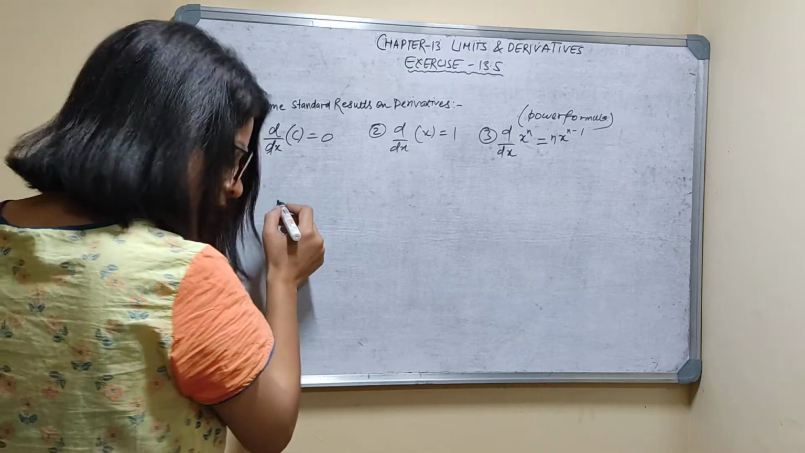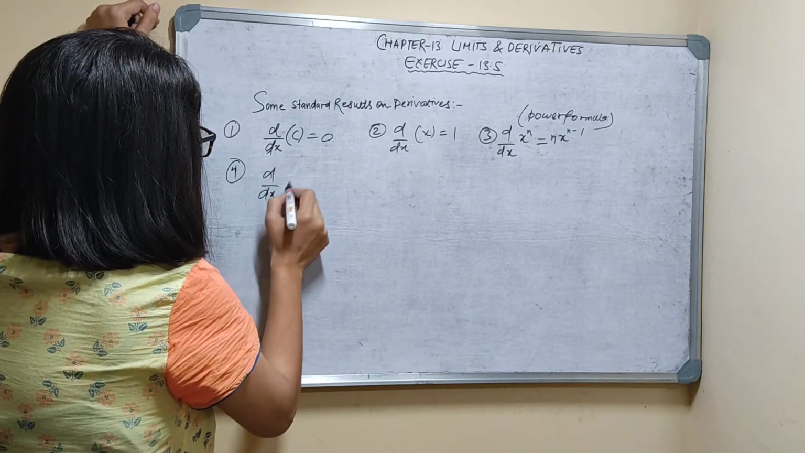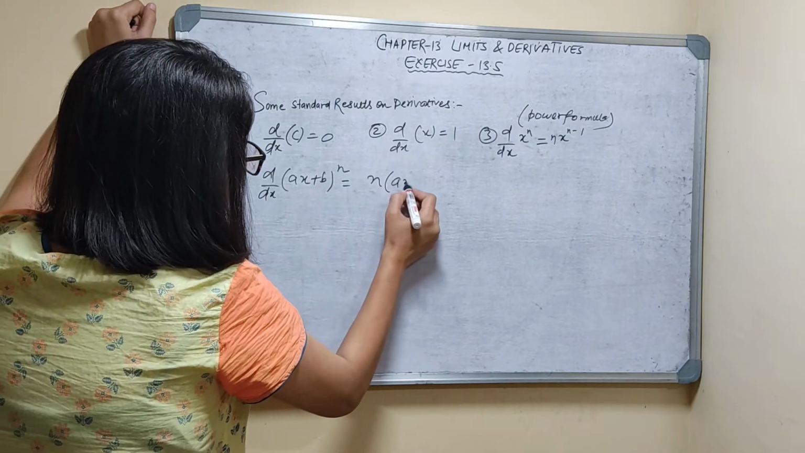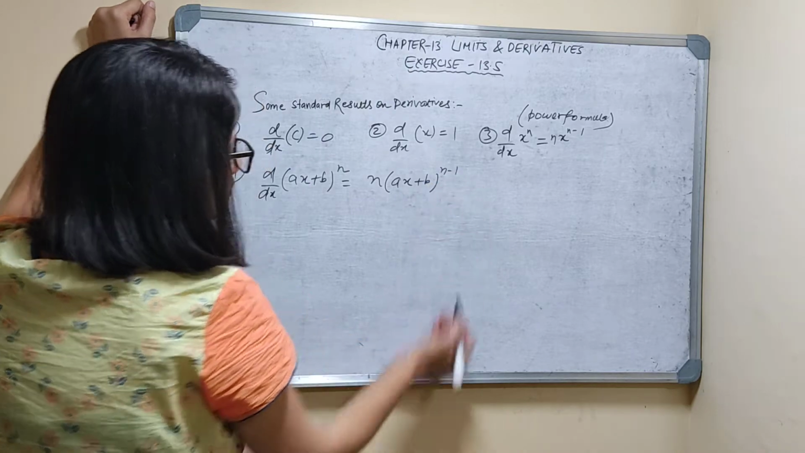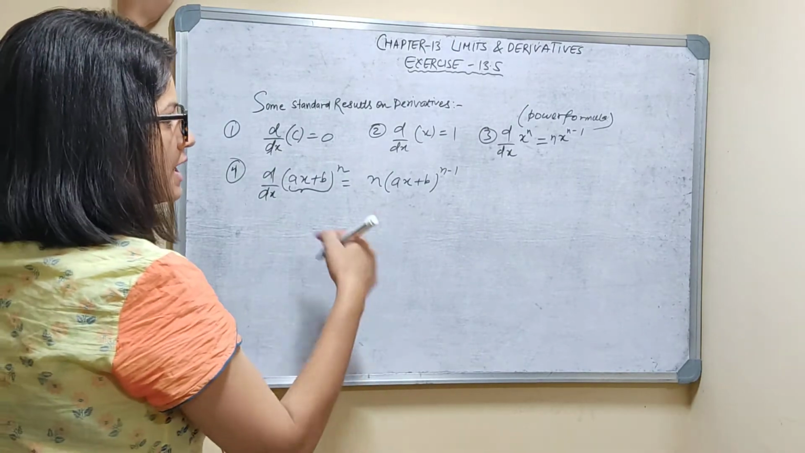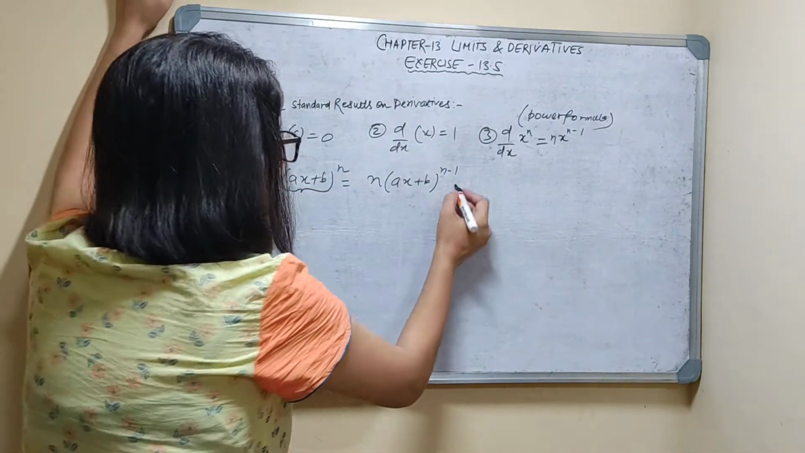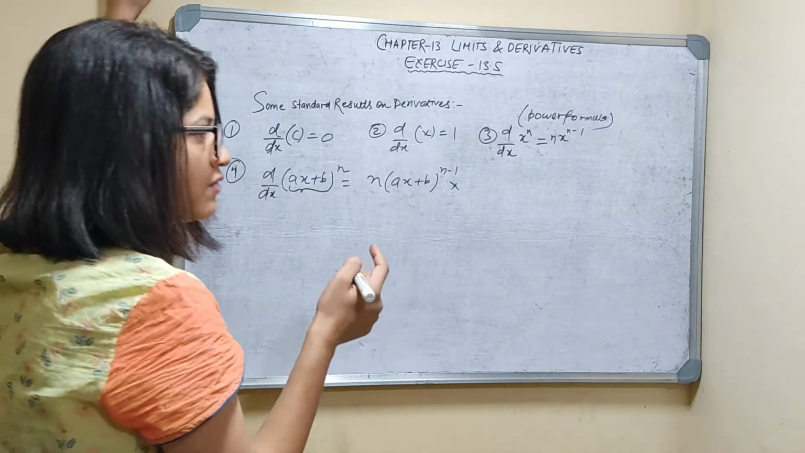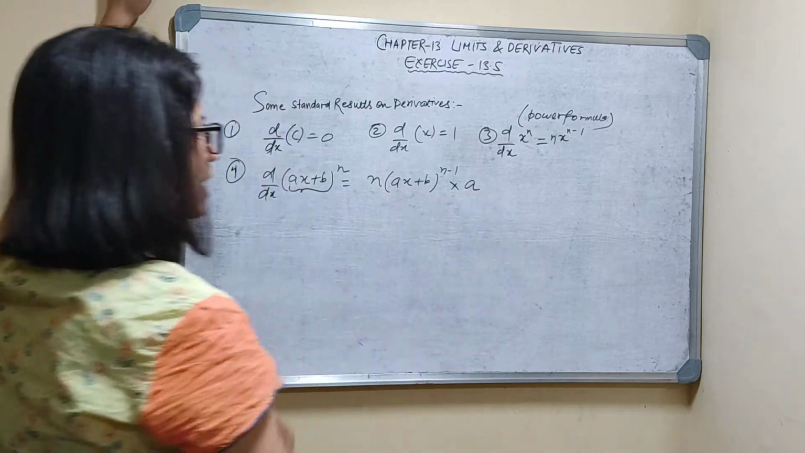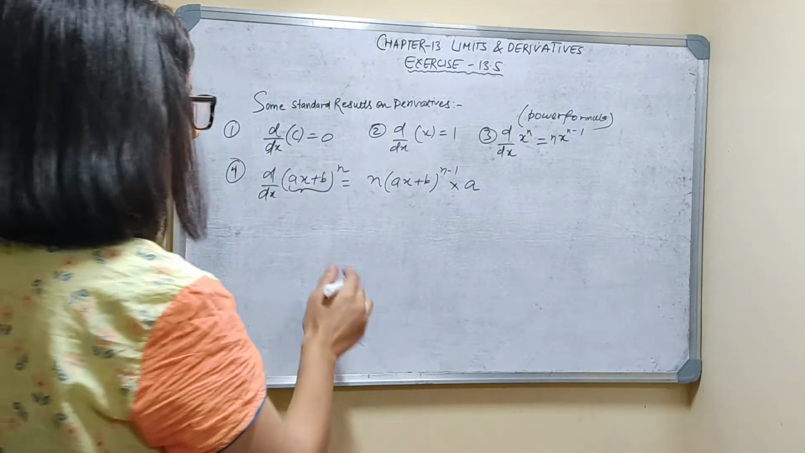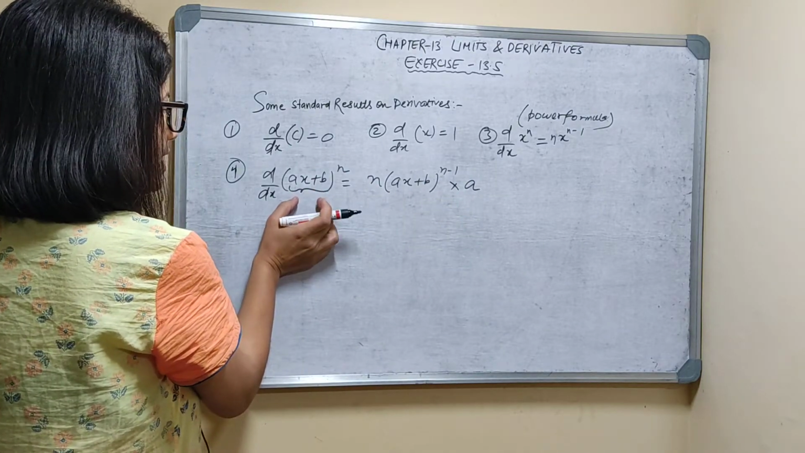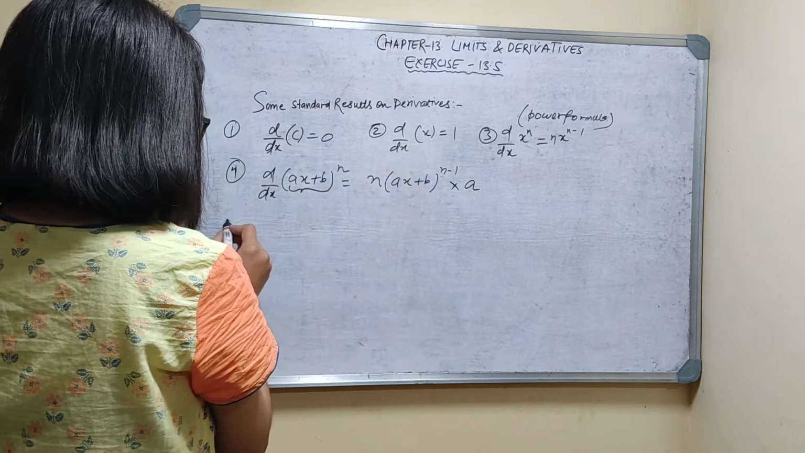Fourth, d by dx of (ax plus b) whole power n, then also we will write n (ax plus b) power n minus 1. And whatever is the term inside, ax plus b, we have to again do d by dx of ax plus b. So it will be what? d by dx of ax: a is constant, so a times d by dx of x, which is 1, so a, plus d by dx of b is 0. So n (ax plus b) whole power n minus 1 into a.